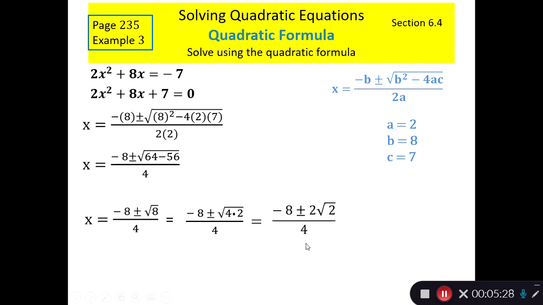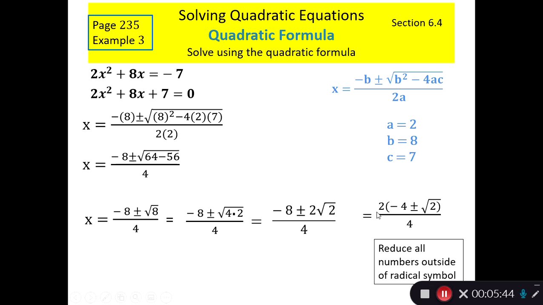Now some of you may think that this is the answer, but we can go ahead and simplify more. You can reduce all the numbers outside of the radical. They're all even. They're all divisible by 2. So in the top, we're going to factor out the 2. So that actually is negative 4 plus or minus square root of 2 over 4.